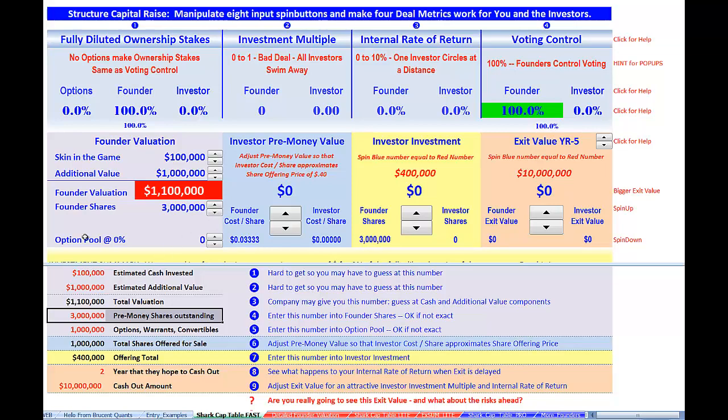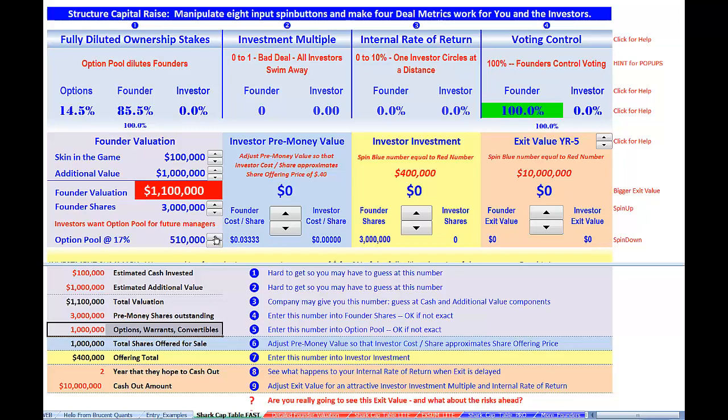And then this option pool is really the options, warrants, and convertibles. So put $1 million in there. Now, you can't quite make it $1 million. That's okay if it's approximated. We are using spin buttons with an incrementation, so it's impossible to get it just precisely right. Not to worry. Okay, so now we've seen some numbers here, so let's just spin those numbers in.